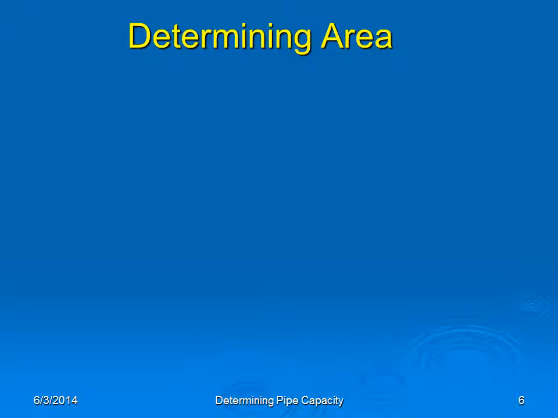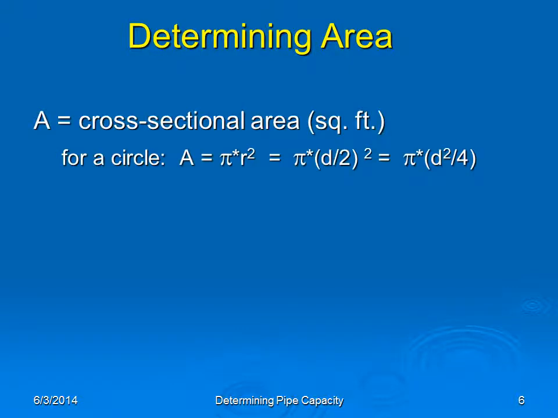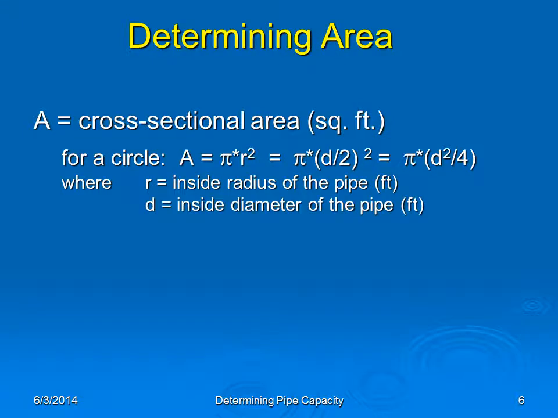So let's determine the area for our 8-inch pipe. This may be repetition for some or all of you, but it won't take long. A equals the cross-sectional area, and this will be in square feet. For a circle, A equals pi r squared, where r is the inside radius of the pipe. Since the radius is 1/2 the diameter, we can also write the equation as A equals pi times (d over 2) squared, or area equals pi times d squared over 4.